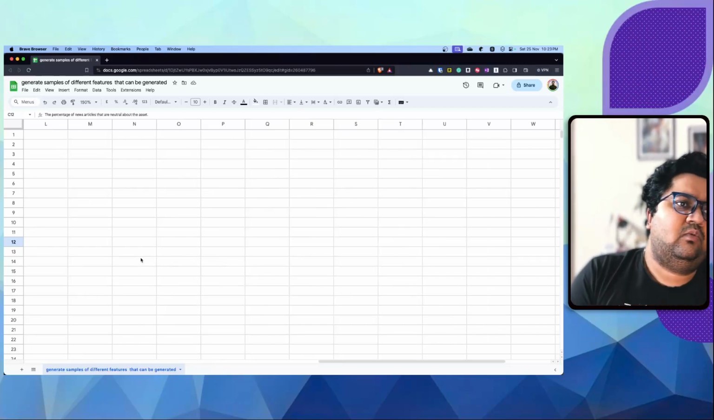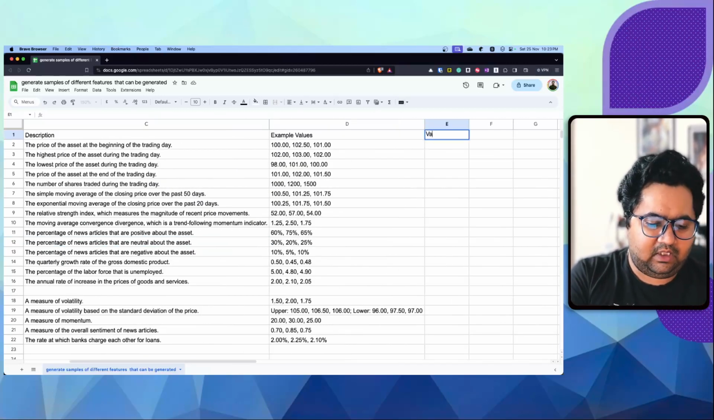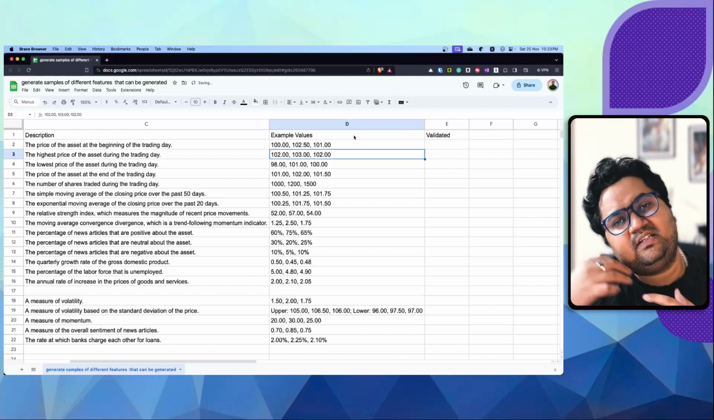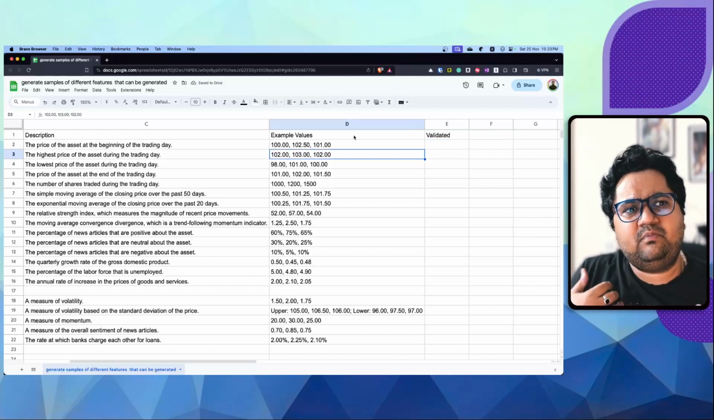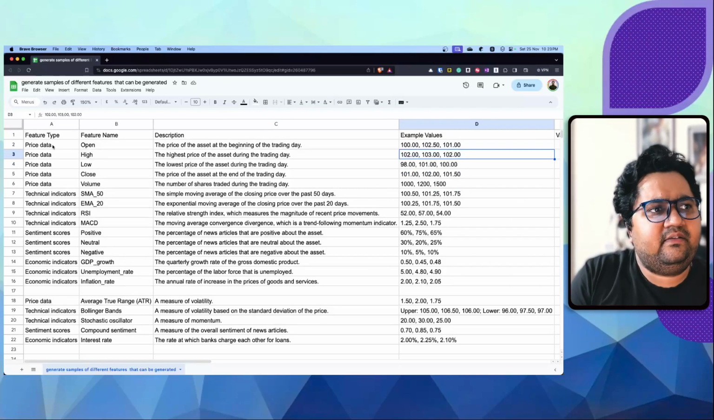And then eventually what I can have here is something like a validated column, which could be yes, no, something like that. And I can further add in comments as to whether this was useful, in what scenarios it was useful. So this becomes more like a work log itself. So there's three, four types of indicators that we're talking about.